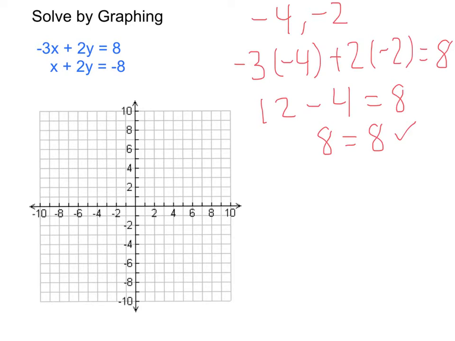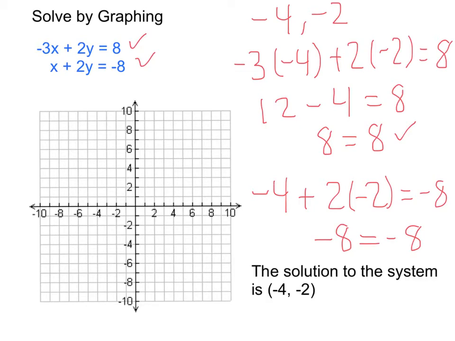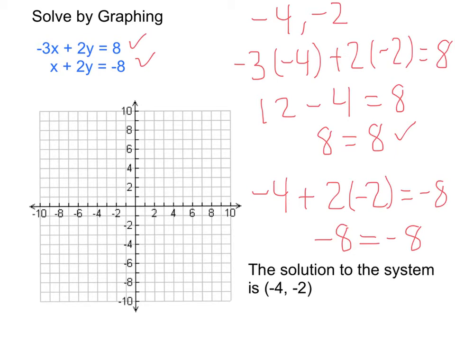So it works in the first one. And the second one is also true. You write your final answer as a coordinate point. So the solution to the system is negative 4, negative 2.